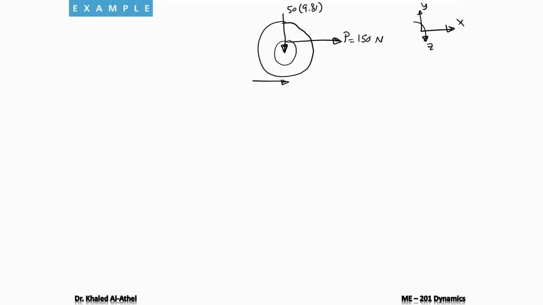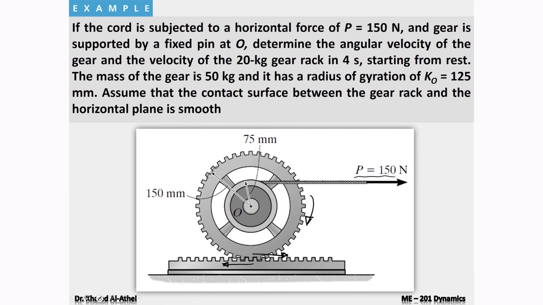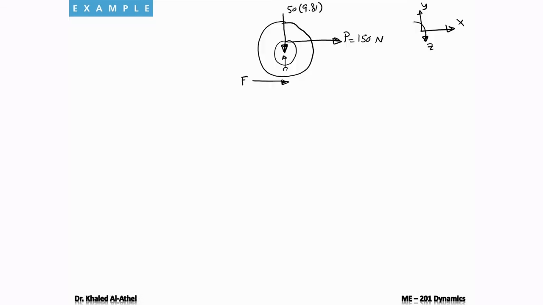Okay, so this is force F, which I don't know the value of. And we also have two reactions at the pin. The pin was called point O, so I'm going to have OY and OX. These are the forces acting on my object.